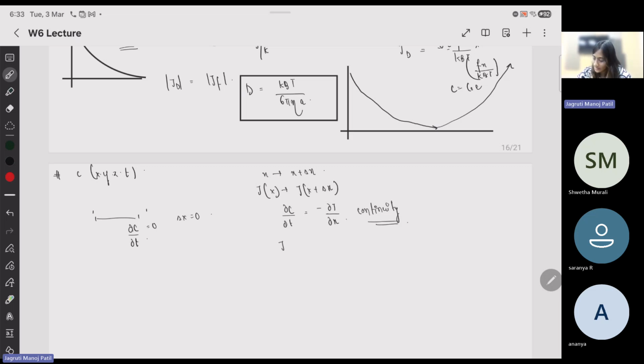So you have this as negative del c by del x, and you can write this del c by del t as also negative d, or this negative will become positive now, and then you have the square of the partial derivative by del x square here. Okay, so that's just one thing.